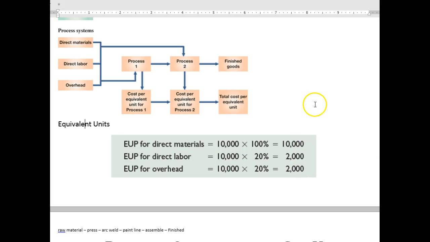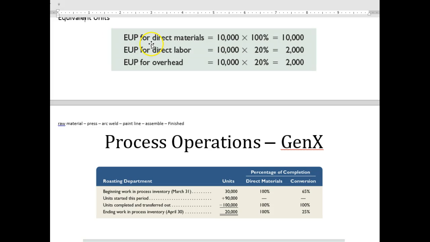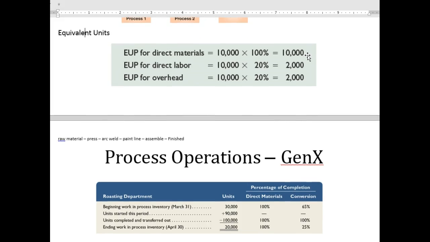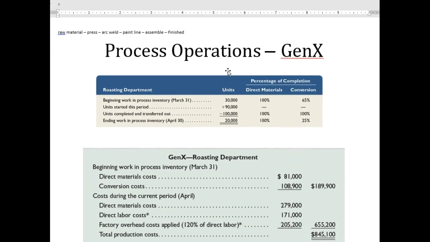And let me show you. It makes a lot more sense if I show you what it looks like. So that's how we figure equivalent units of production, by taking percentages. So here we go. Let's look at this one right here.